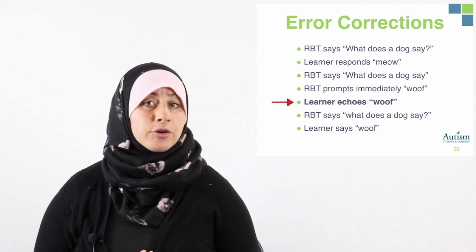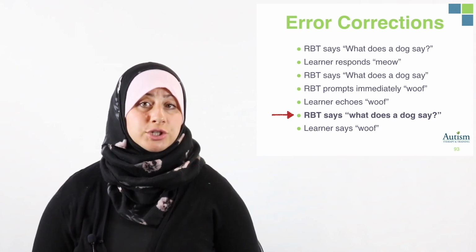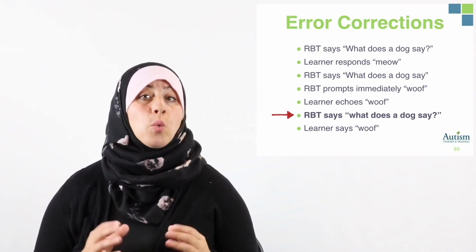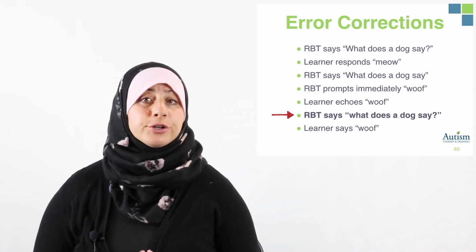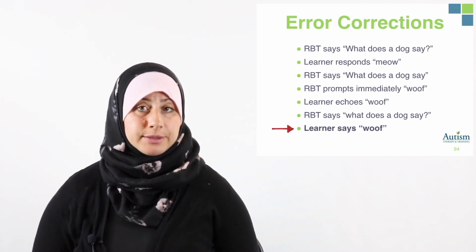Now, after an error correction, we don't just stop here. We always want to get to an independent trial. We need to restate the SD, "What does a dog say?" The learner will say the correct response. Let's see how this would look.